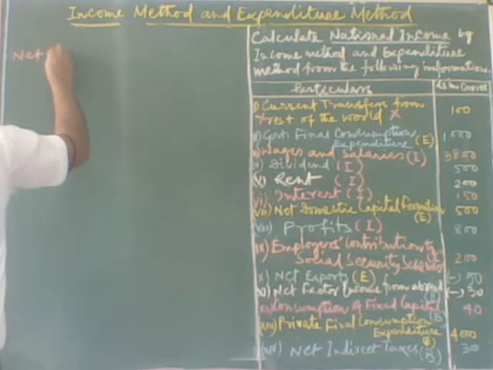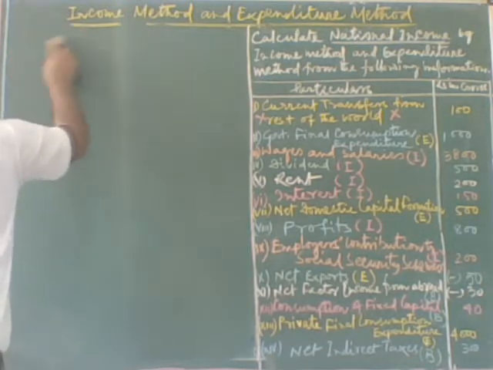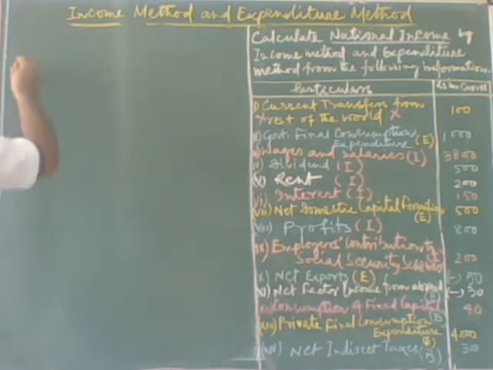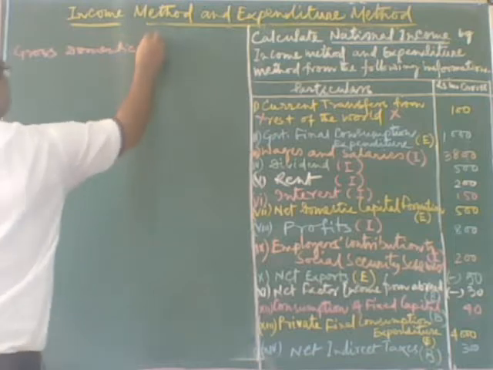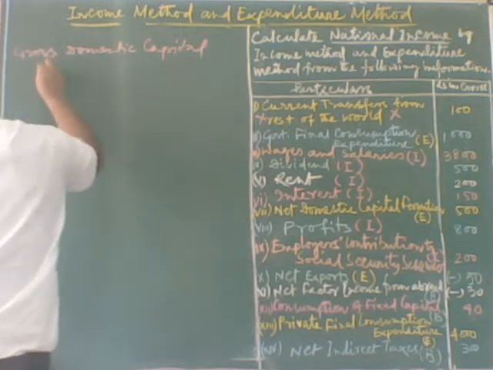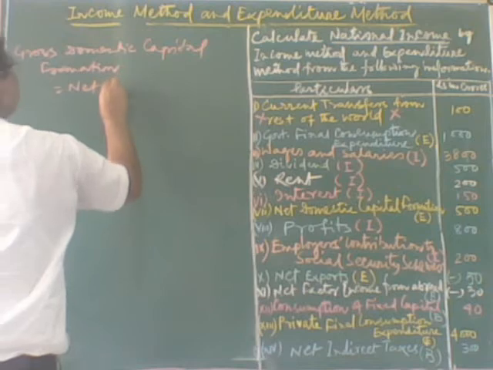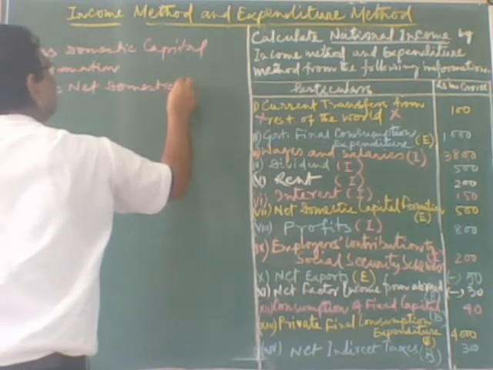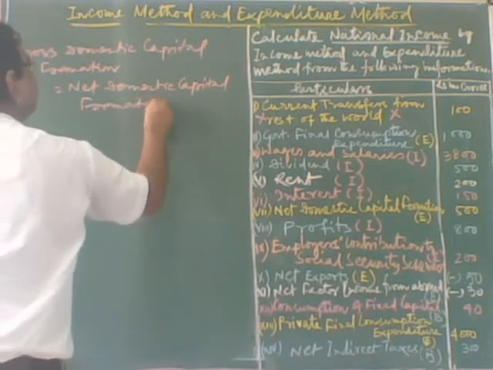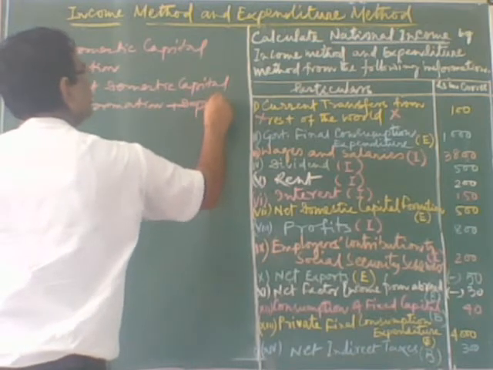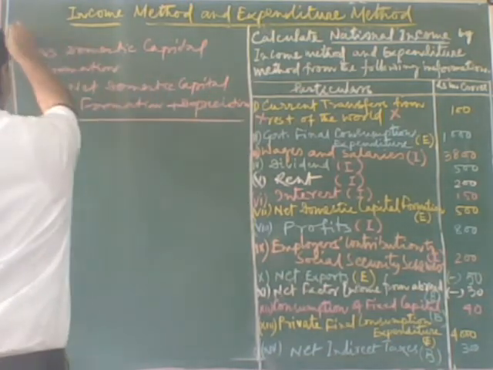So, gross domestic capital formation is equal to net domestic capital formation plus depreciation. You have to apply this formula.